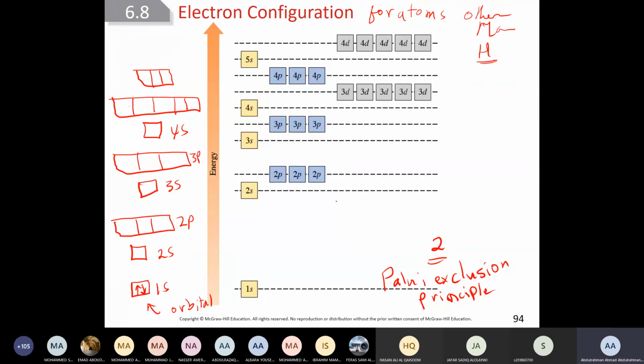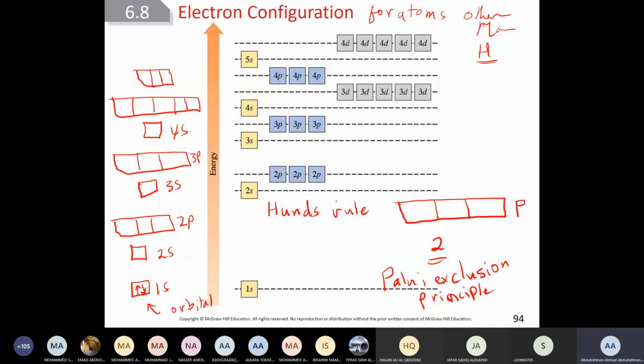Okay, the other rule is called Hund's rule. Hund's rule says that if you have electrons in the same... what am I drawing now? What's this? What am I drawing? An orbital. Which orbital? Only 3 boxes. So which orbital is this? P. Must be. Okay.